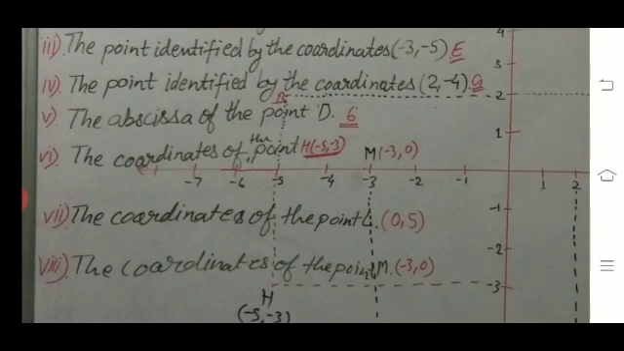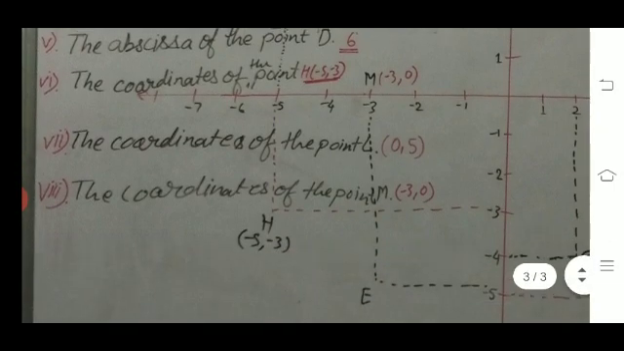The coordinates of the point H. What are the coordinates of the point H? H is -5 comma -3. H is in the third quadrant, so both coordinates are negative, so we write minus 5 comma minus 3.